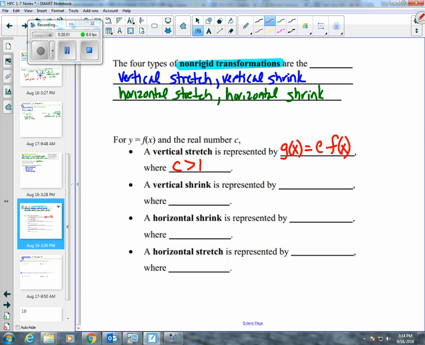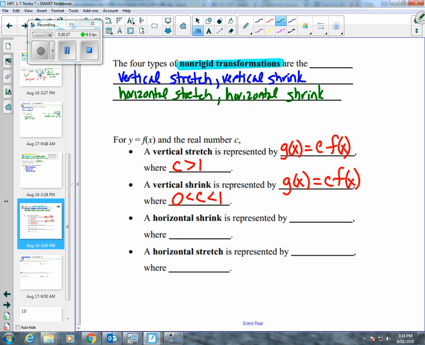Vertical shrink, represented by the same thing. We multiply that function by a C, a constant out front, but that's only going to shrink if that C value is between 0 and 1, like multiplying by a half or a fourth or something like that. That's actually taking the top and the bottom and pushing it together. A lot of people say that graph looks wider or flatter, things like that.